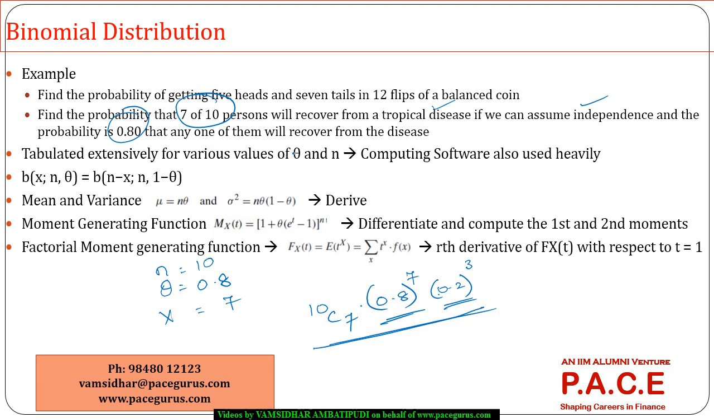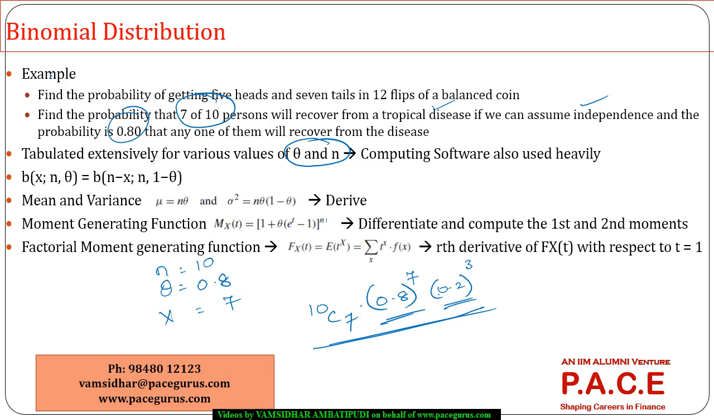These are tabulated extensively, so you will find tables containing, for different values of theta and n, the probabilities. Nowadays in almost every kind of computer software, you will find the outputs and formulas for computing the probabilities from the binomial distribution. So nowadays it's very rare that things are performed in manual calculations.